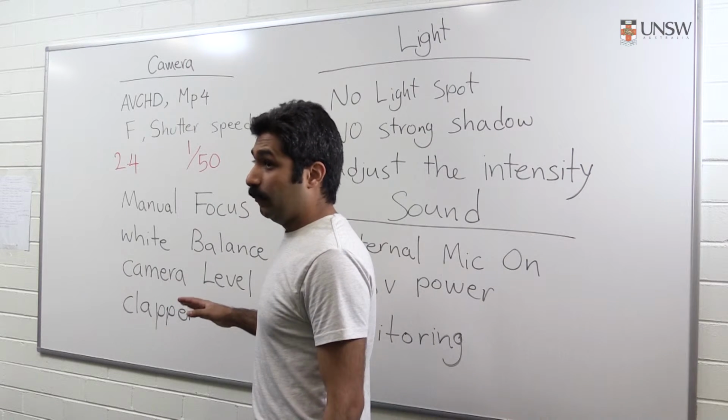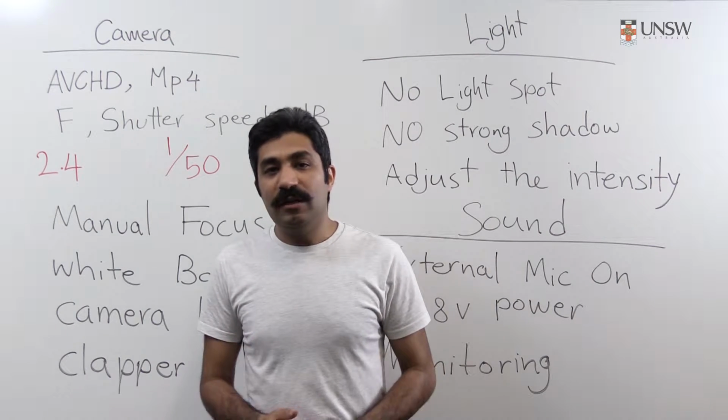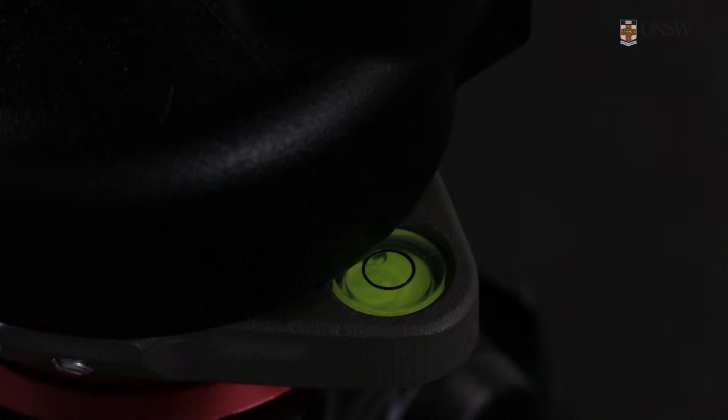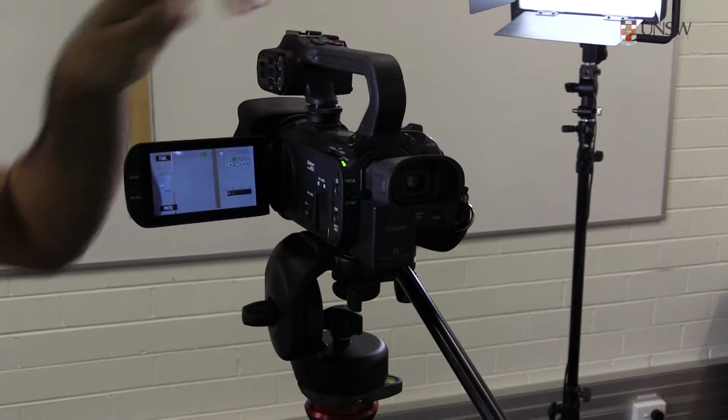Something very simple, but crucial, is camera level. You need to level your cameras, and to do that you use the bubble on the tripod. You put the bubble in the middle, and then the camera is level. The horizontal line is straight.